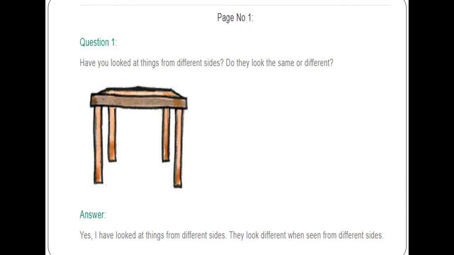When you see the same table from a different direction, you see a different view of the table. So what is the right answer of this question? Answer: yes, I have looked at an image from different sides. They look different when seen from different sides.